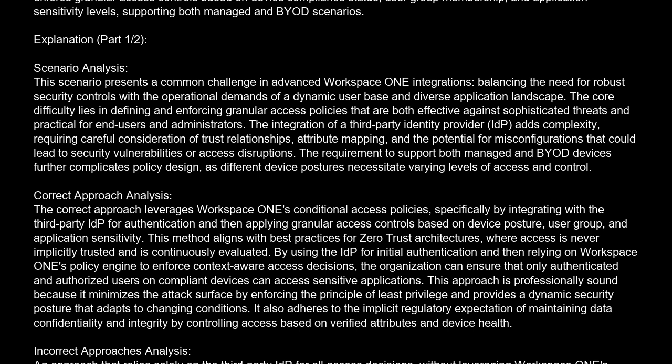This approach is professionally sound because it minimizes the attack surface by enforcing the principle of least privilege and provides a dynamic security posture that adapts to changing conditions. It also adheres to the implicit regulatory expectation of maintaining data confidentiality and integrity by controlling access based on verified attributes and device health.